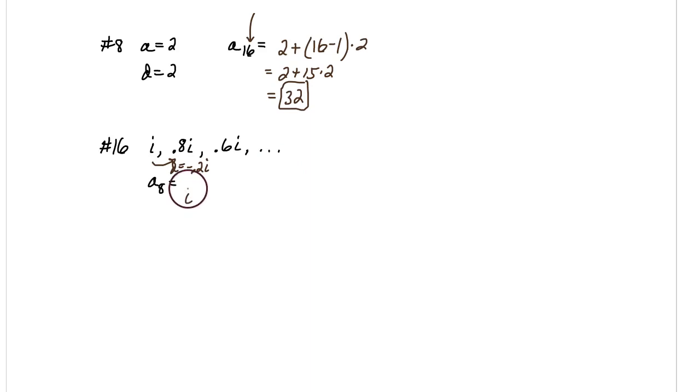So take the first number i plus 8 minus 1 times the value of D. Then simplify. This becomes i plus 8 minus 1 is 7. 7 times negative 0.2 is negative 1.4i. So 1i and negative 1.4i combines to negative 0.4i.